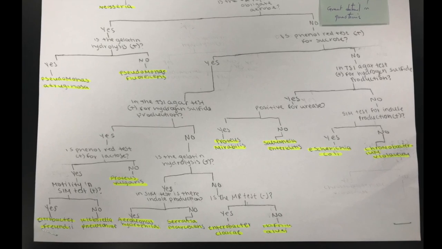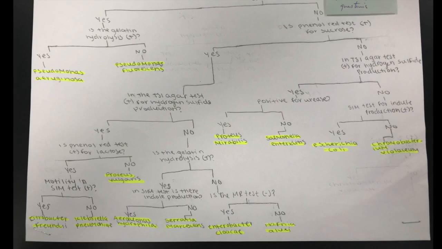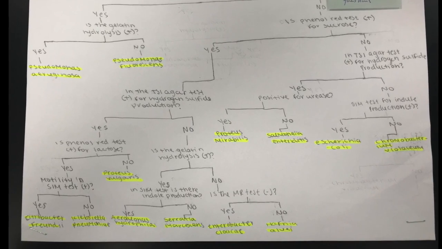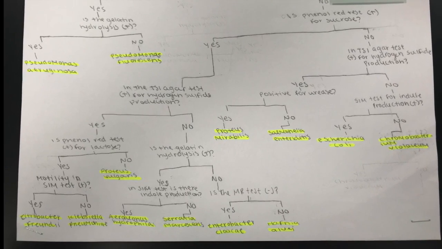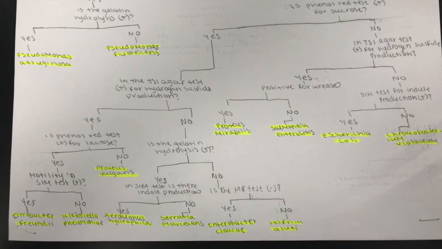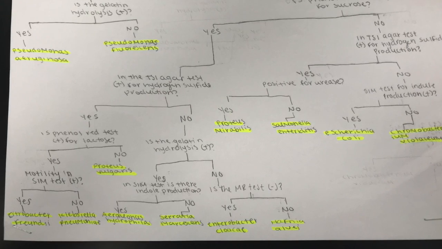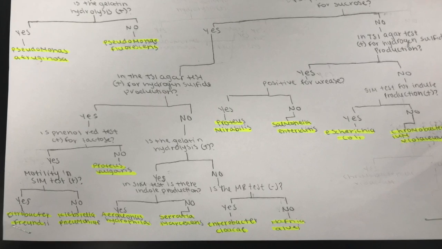The answer was yes. Is the TSI agar test positive for hydrogen sulfide production? The answer is yes. Is phenol red test positive for lactose? The answer is yes. Is motility in SIM test positive? The answer is yes. This way we were able to conclude that our unknown bacteria is Citrobacter freundii.